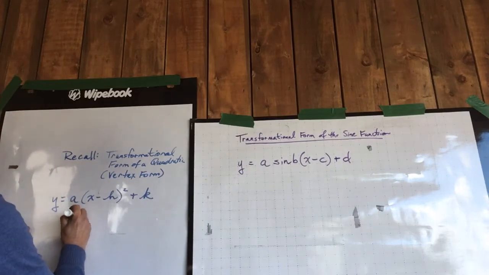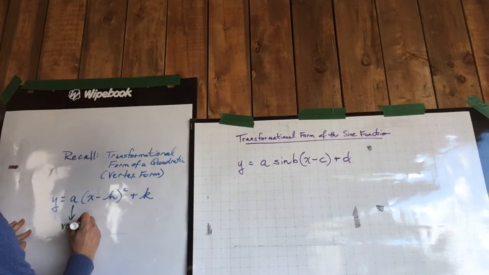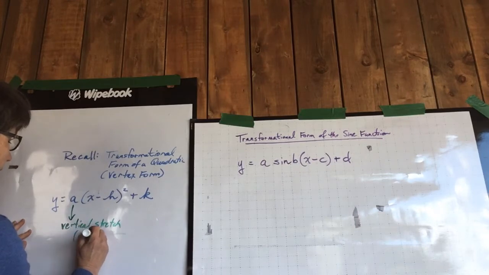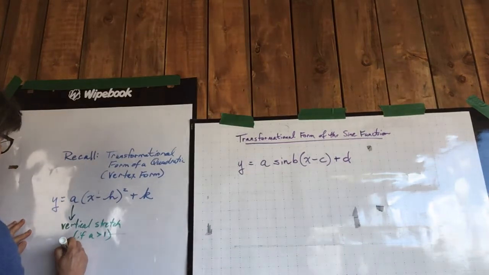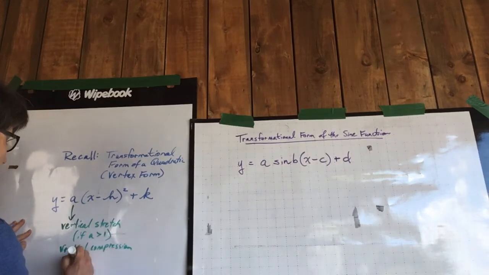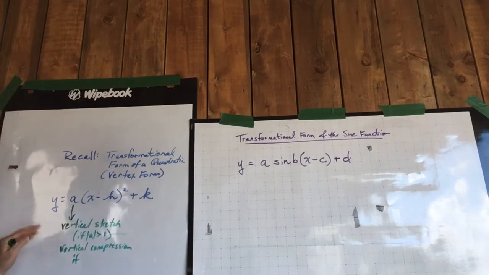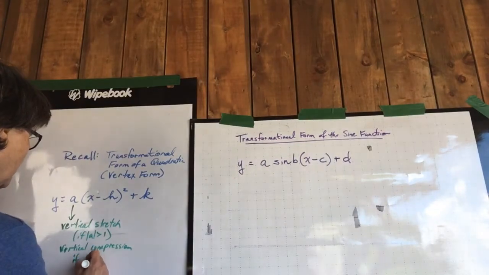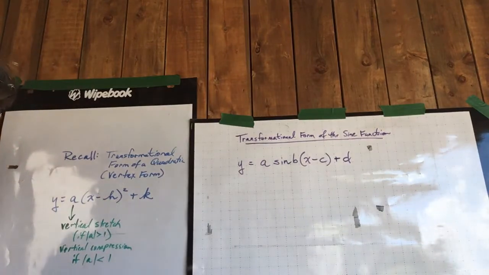So a, remember, we've talked about this many times. A is the vertical stretch. It's called a vertical stretch if the absolute value of a is greater than 1, which means bigger than 1 or smaller than -1. It's called a vertical compression if the absolute value of a is less than 1, so if it's a fraction or a negative fraction in between 0 and 1.